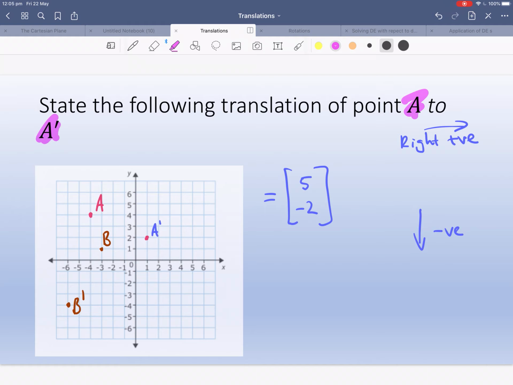So for B, what happens is that it's not moved to the right, it's moved to the left. So it's gone 1, 2, 3. So I can start writing my vector. So 3, negative, because it's moved left. And it's actually gone down again, so it's going to be negative again. So it's going to be 1, 2, 3, 4, 5 to get there. So my new vector is negative 3, negative 5. All right, that's translations on the Cartesian plane.